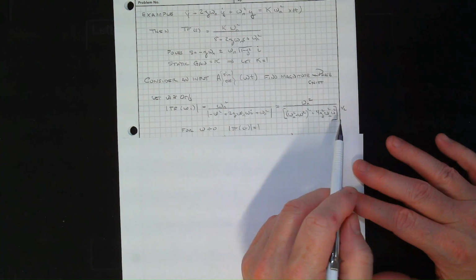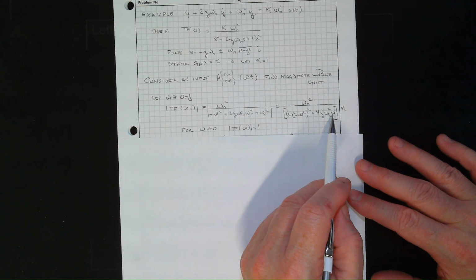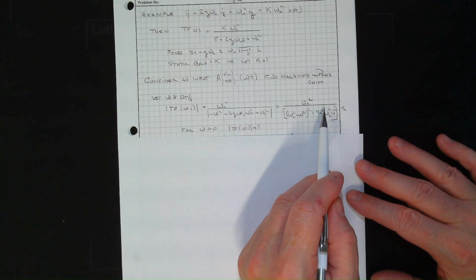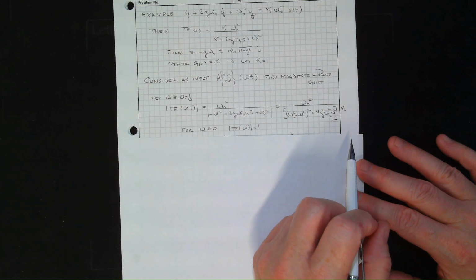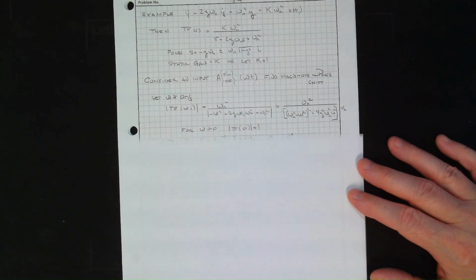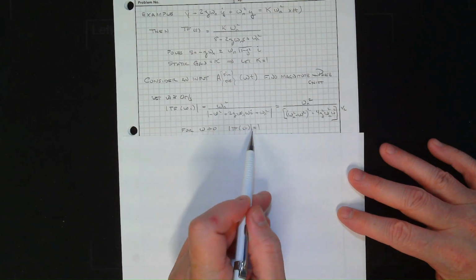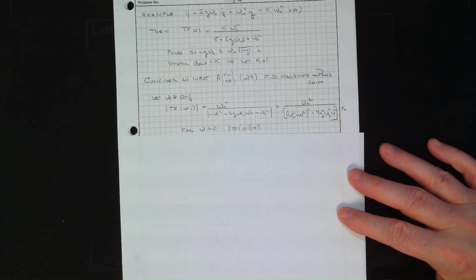And here's what you see. If we let omega equal 0, what are we going to get? Well, that wipes out that term. It wipes out that. We're left with omega n squared over omega n squared, which is 1. So for low frequency, the transfer function magnitude here is 1.